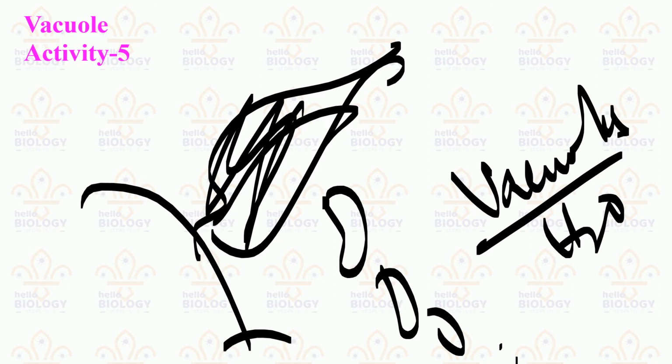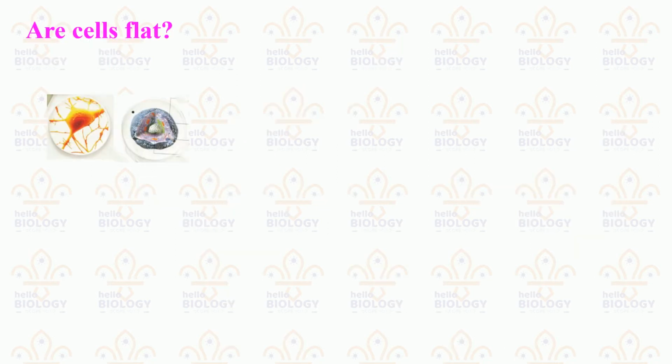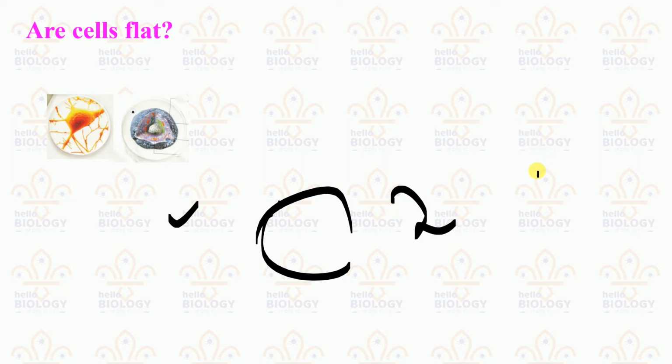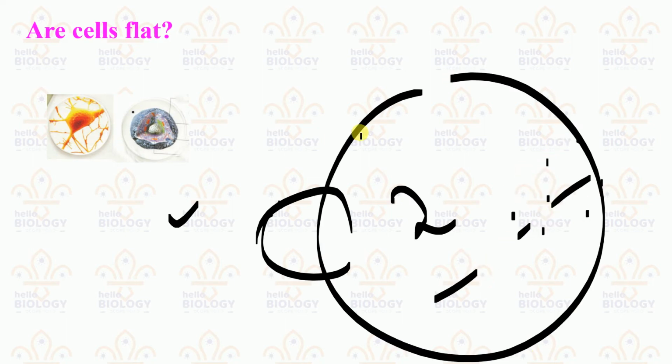Then we discuss whether cells are flat, circular, or cylindrical. Usually when cells are seen under the microscope, the image appears flat and two-dimensional, and it gives us the idea that all the organelles present in the cell are on one plane. Understood? Here it is, here it is.